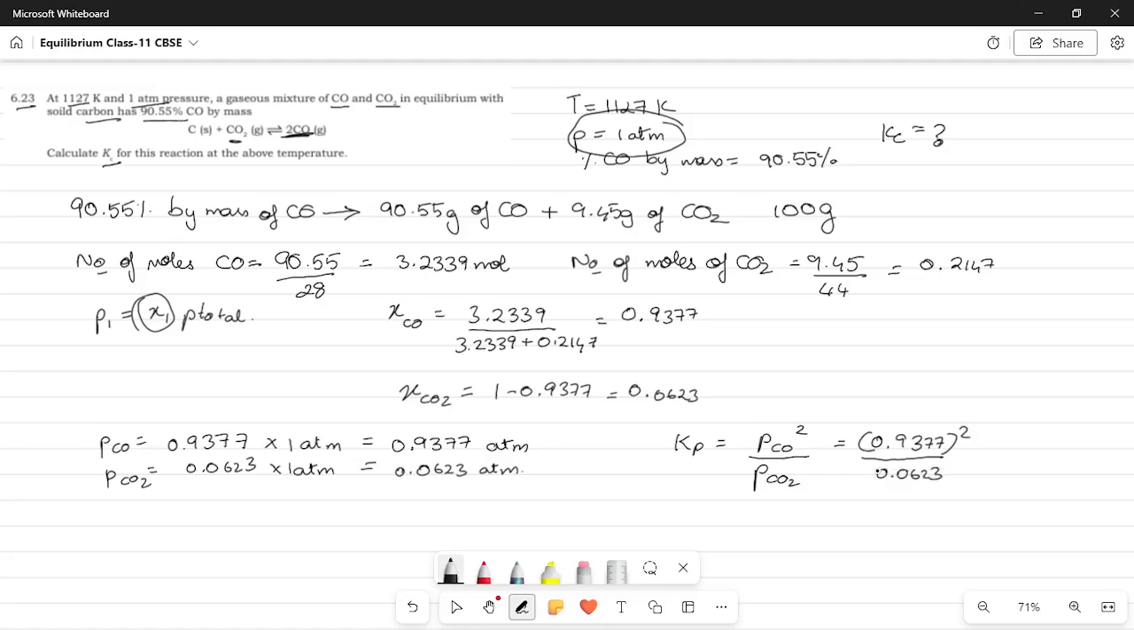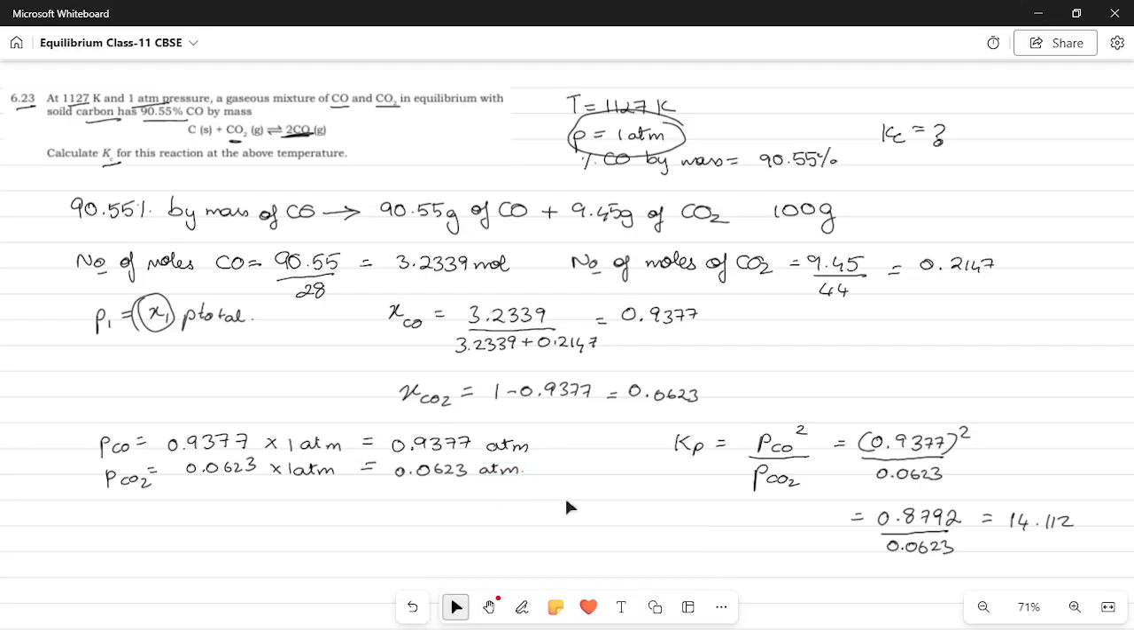0.0623. Okay, so 0.9377 square gives us 0.8792 divided by 0.0623. And this on further simplification is going to give us 14.112. So we finally managed to calculate the value of Kp.